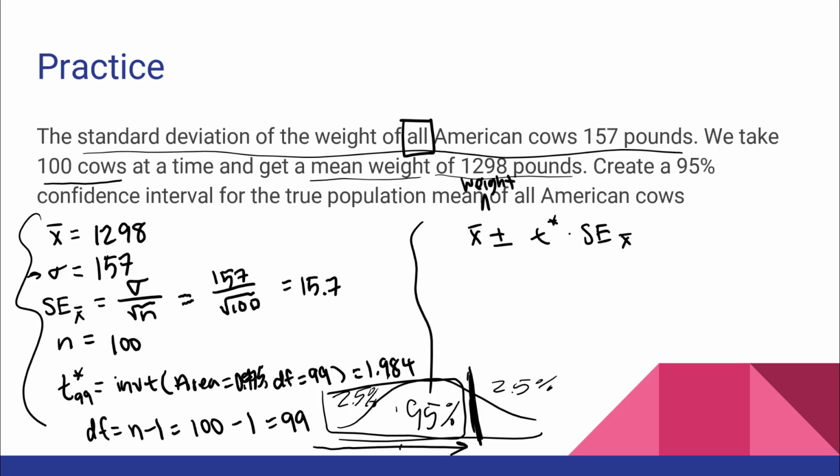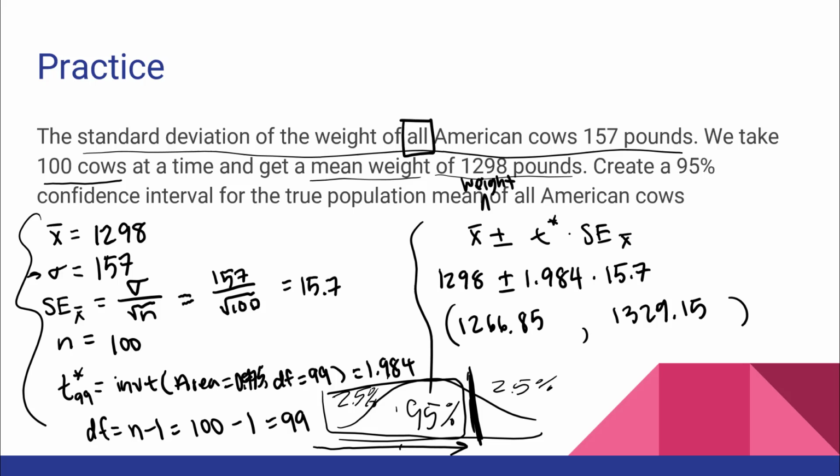So we have everything we need now. Let's make a confidence interval. So we plug everything in. Our x bar is 1,298 plus or minus our t-critical of 1.984 times our standard error of 15.7. Doing all the math for that, our final interval is 1,266.85 and 1,329.15.